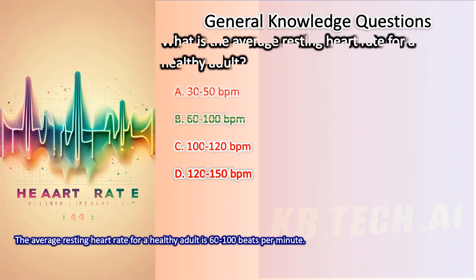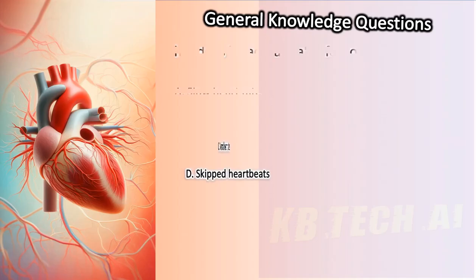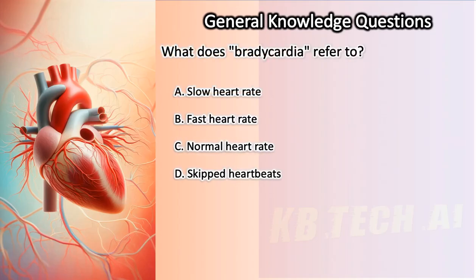The answer is Option 2. 60 to 100 bpm. What does bradycardia refer to? Option 1. Slow heart rate. Option 2. Fast heart rate. Option 3. Normal heart rate. Option 4. Skipped heartbeats.